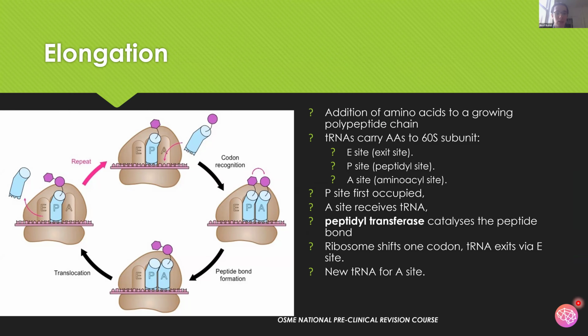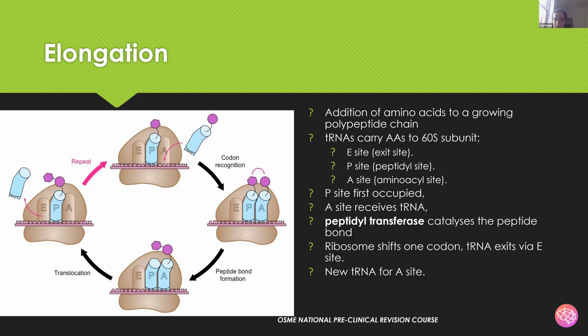So next happens elongation, and I always found this a little bit tricky to wrap my head around, but essentially it follows this cycle. Within the 60S subunit, there are 3 sites to accommodate tRNA molecules. So we have our E site, our exit site, our P site, peptidyl site, and our A site. At the beginning of translation, the P site is occupied by the methionine initiator tRNA. And then the A site is lined up with the next codon, ready to accommodate its corresponding tRNA.